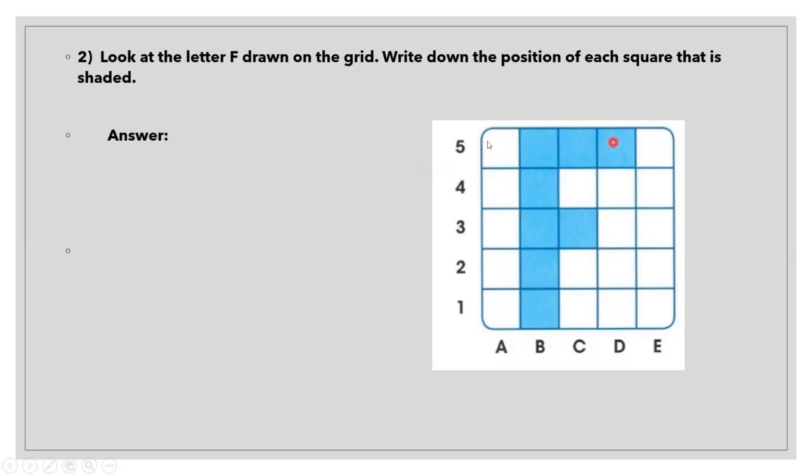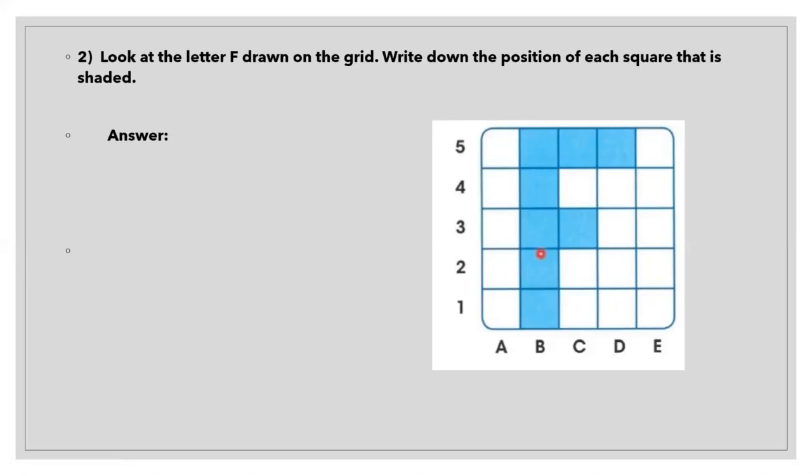Okay. So this is a grid where on the x-axis you can see the letters A, B, C, D, and E. Now coming to the y-axis, the numbers are marked 1, 2, 3, 4, 5. In the previous question, they gave the coordinates and asked us to shade it. In this current question, they ask us to do the vice versa. Here they have already given the shaded figure, and with the help of this shaded figure, we need to find the position of each square that is shaded.